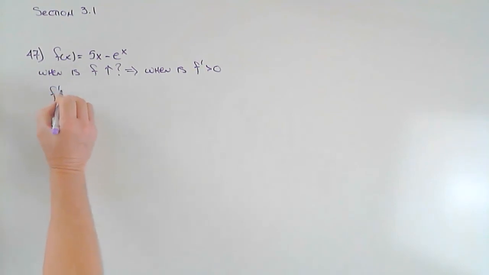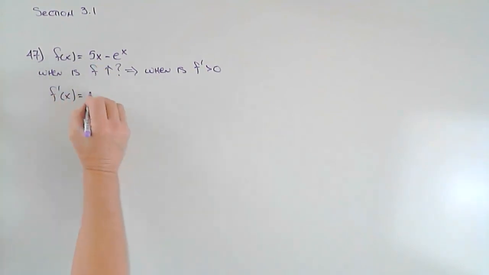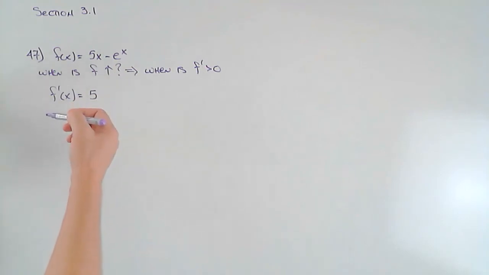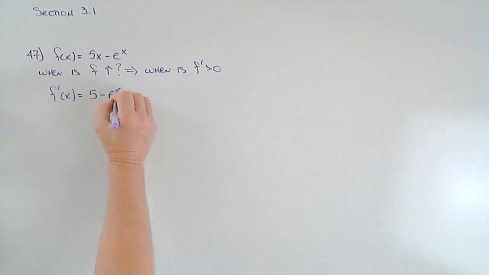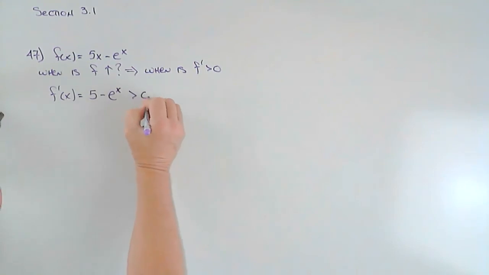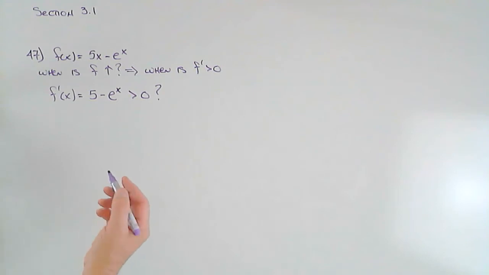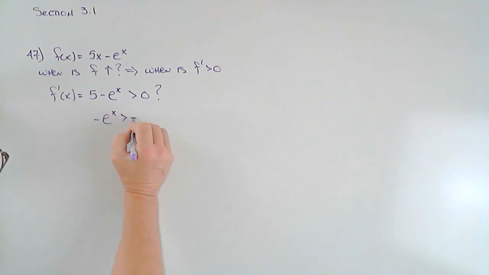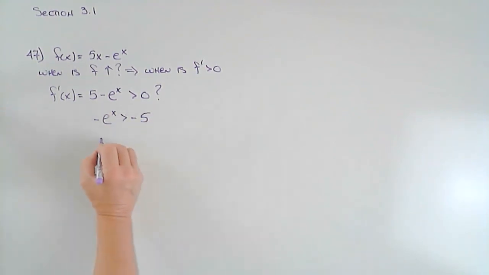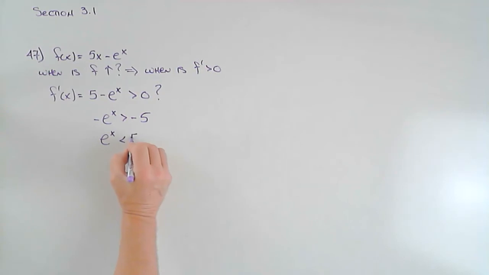Now we can find the derivative. That's 5. Derivative of 5x with a 5 in front. Derivative of x is 1 minus the derivative of e to the x is e to the x. That's our derivative. We want to know when this is greater than 0. Well, we all took algebra for a reason, so we could pass this class. We bring the 5 over here. We have minus e to the x is greater than negative 5. We divide by negative 1. We get e to the x is less than 5. Because when you divide both sides by negative, you flip the inequality.